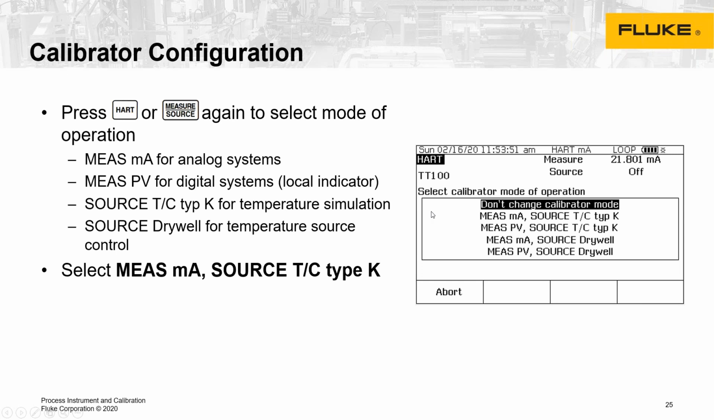Now that we hit the HART or measure source button again, we move into the calibrator mode. We select how we would want to calibrate. You notice down here, the source is dry well. I'll show that in a slide later, but we're going to select milliamp measure and source Type K thermocouple. That would be a standard calibration mode. This is more of a way to get it into the calibrator mode, because the auto procedure we downloaded will actually configure the calibrator for us.